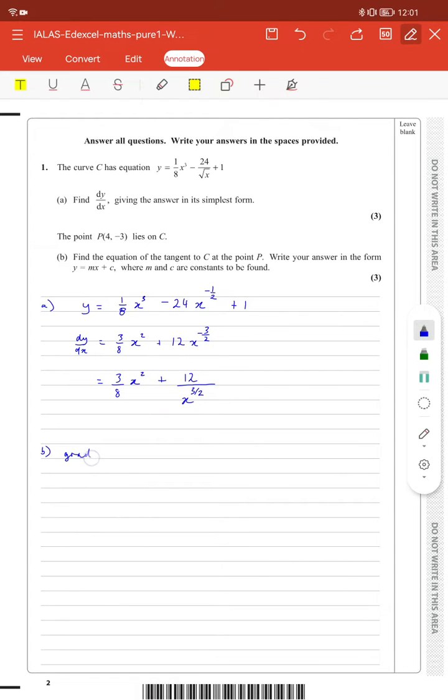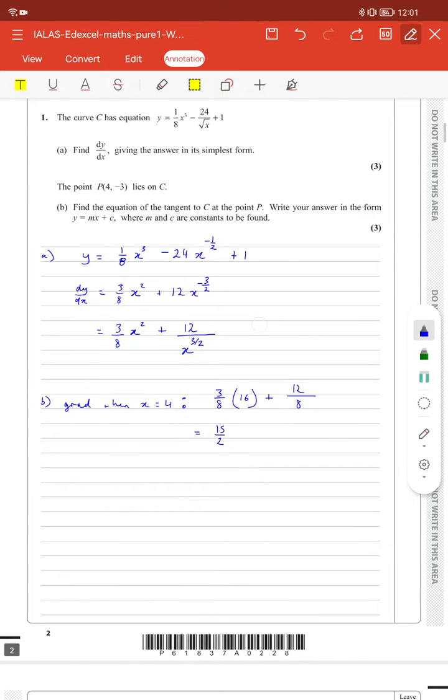So the gradient when x equals 4 would be, we just need to substitute 4 into this equation. And 4 to the power of 3 over 2 would be 8. And if we were to work that out, we would get 15 over 2. And now we can substitute in the y coordinates.